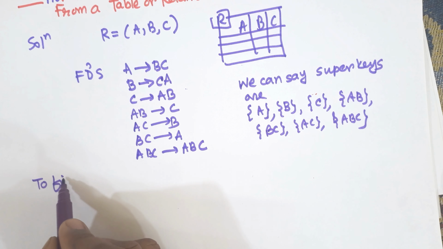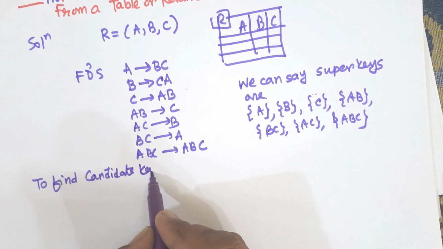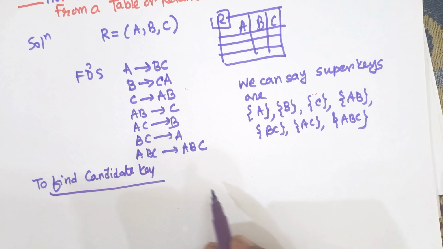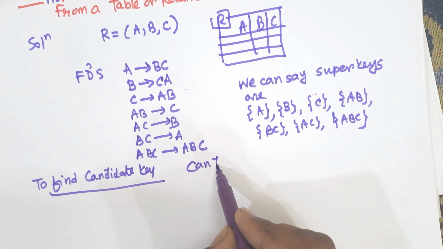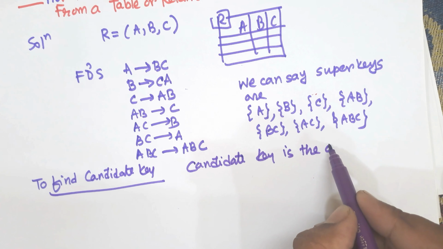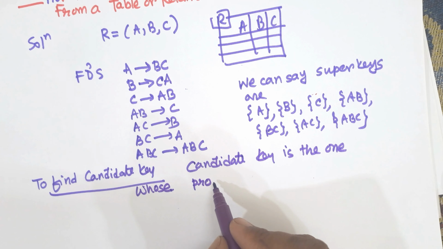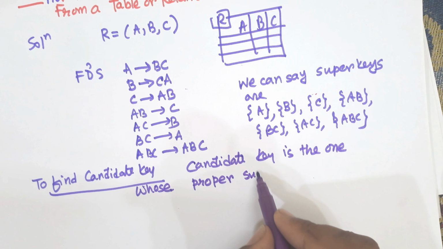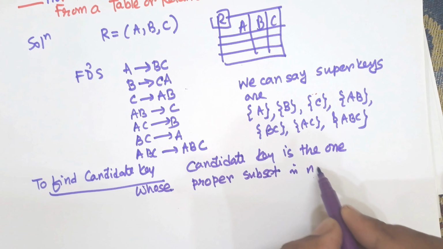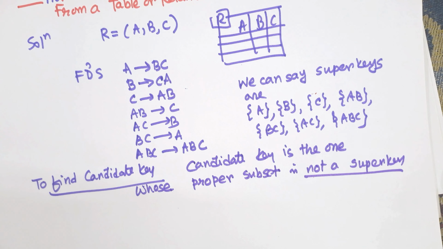To find the candidate key: a candidate key is one whose proper subset is not a super key. This is the concept. Whose proper subset is not a super key. So we need to find the least number of attributes.